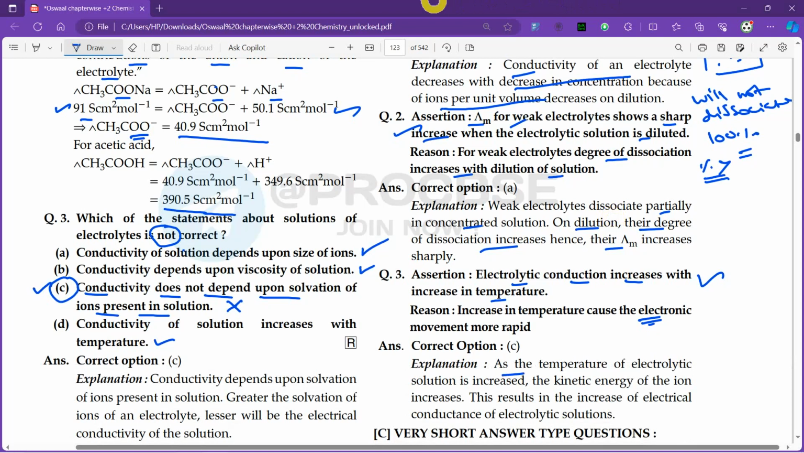As the temperature of the electrolytic solution is increased, the kinetic energy of the ions increases. This results in the increase of electrical conductance of electrolytic solutions. Right? But the electronic movement becomes more rapid, this is not the right thing. Okay? We'll stop here and we'll see the short answer questions in the next chapter.